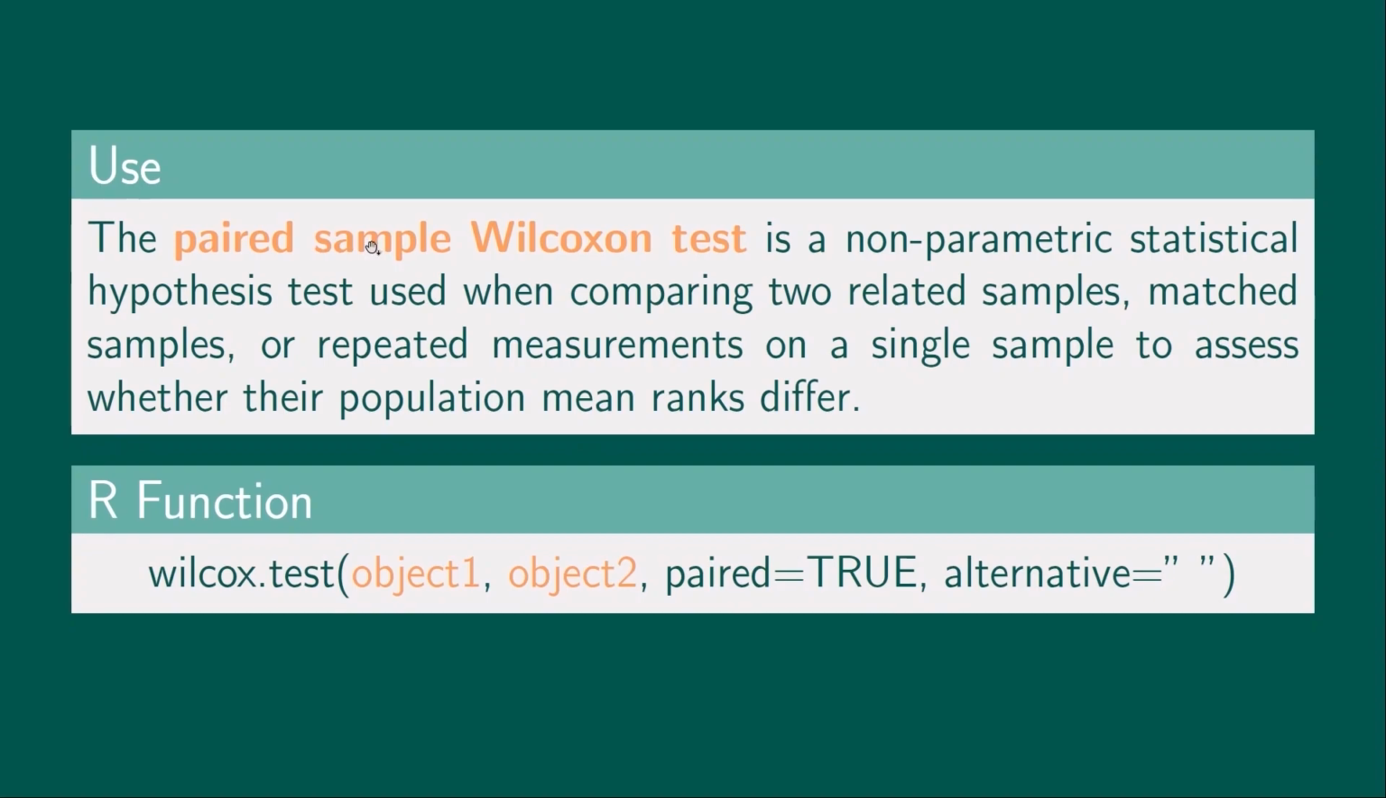The R function for this test is given below. The wilcox.test function allows us to perform a Wilcoxon test in RStudio. Object 1 contains the first dataset, usually the data gathered after the treatment or intervention was applied. Object 2 contains the second dataset, usually the data gathered before the treatment or intervention was applied. The paired equals TRUE argument sets the Wilcoxon test to a paired test, and the alternative argument allows us to set which of the alternative hypotheses we are considering. This can be either greater, less, or two-sided.